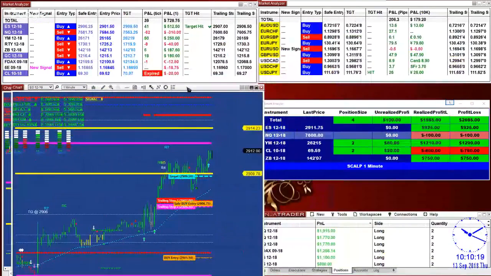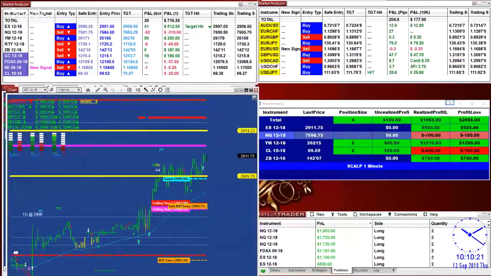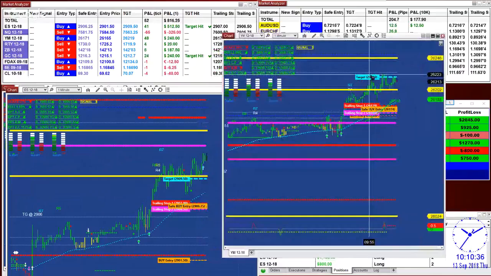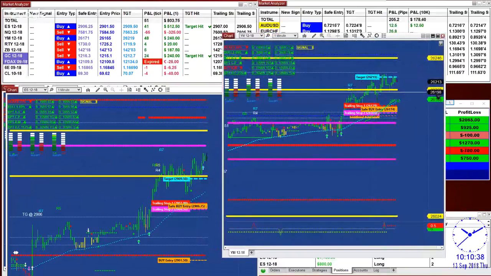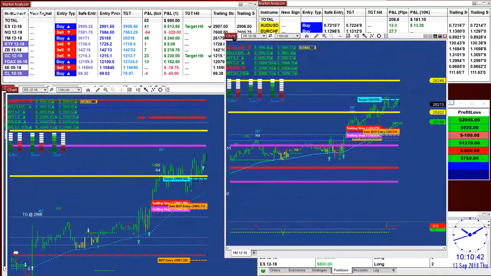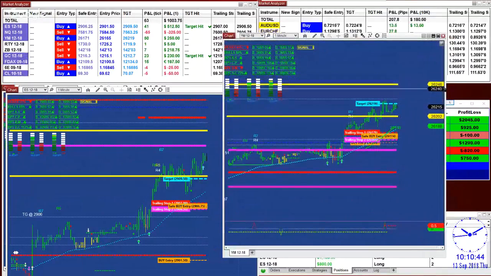On the ES, there is a new signal on the 6E. Let me show you. On every given market is the same story. Here is your YM. Look where it is. The target is right in the middle. The YM hit the target. Made $240 based on one contract.